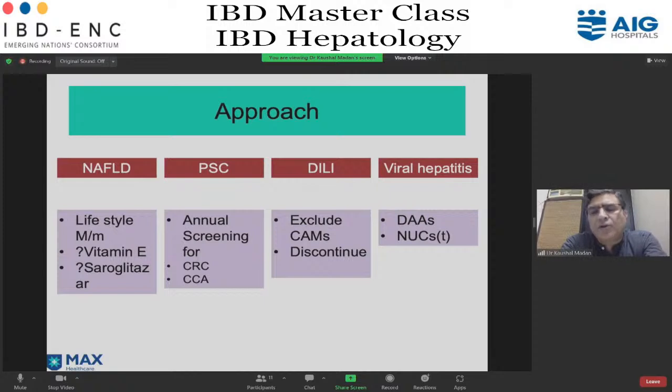Drug-induced liver injury, I told you that it is very important to exclude the use of other herbal medications. And once you reach a conclusion, you have to discontinue. Viral hepatitis, again, I'm sure we'll have a detailed discussion on this, but interferons are the ones which are to be avoided, and directly acting antivirals for hepatitis C and nucleoside or nucleotide analogs for hepatitis B are the ones which are recommended.